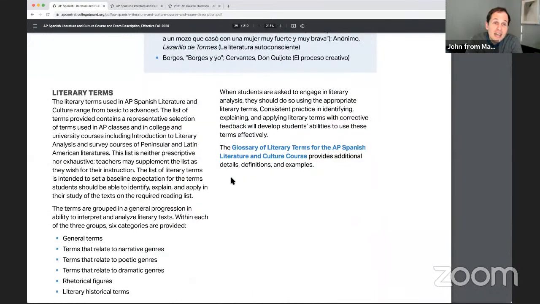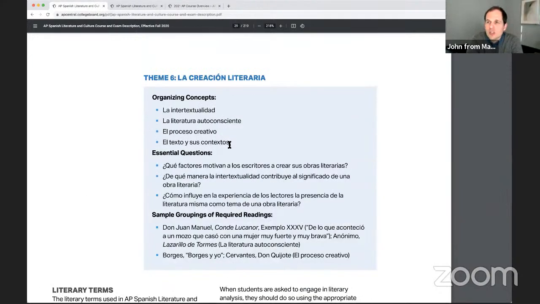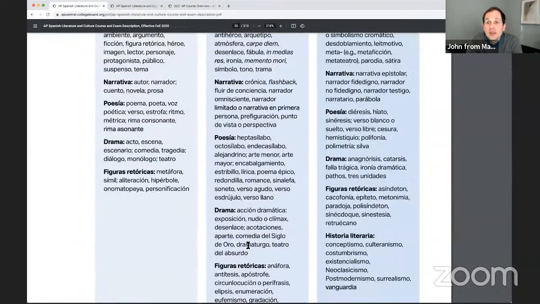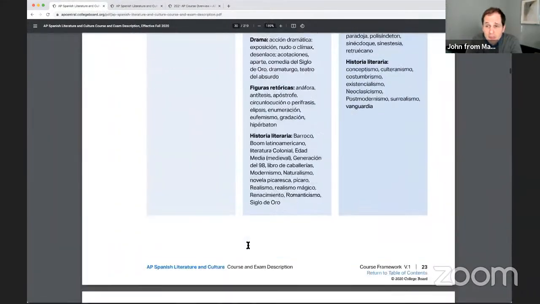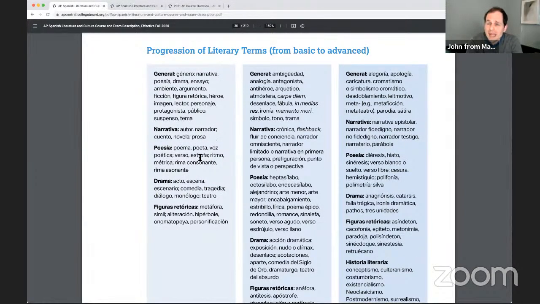In those 6 categories, we have a lot of the works. Borges y Yo is a great example where Jorge Luis Borges is talking to himself on a bench in a park, right? And in Conde Lucanor, one of the great medieval texts, you have the actual creation of literature itself showing up. What's great is on page 23, you get a list of all of those key terms from basic to more advanced.